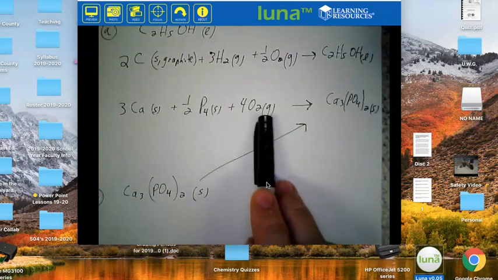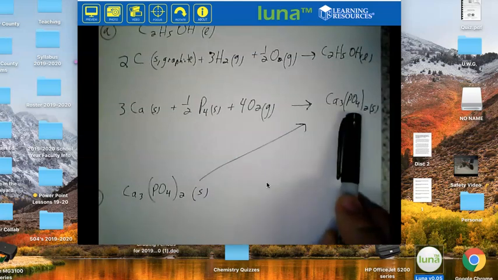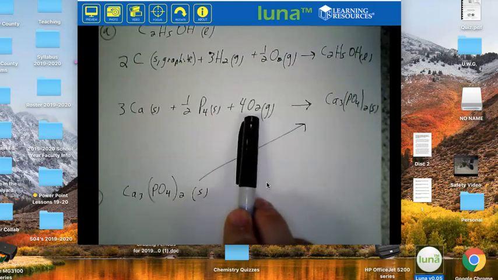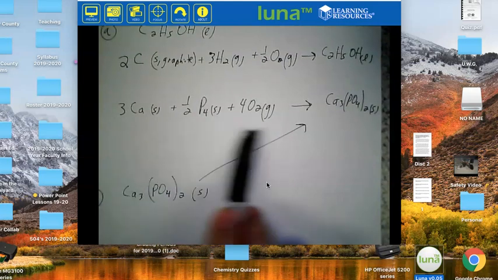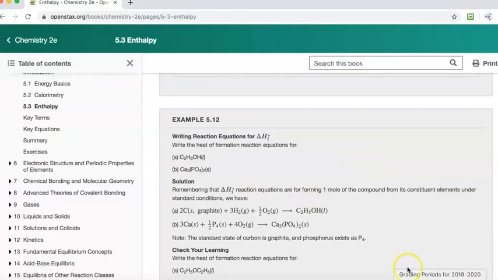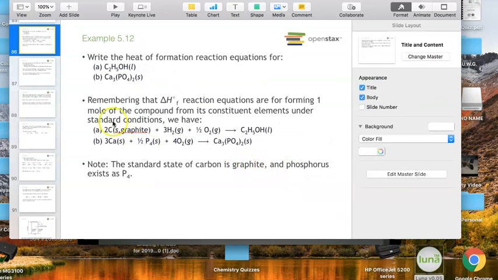And then oxygen, again, is a diatomic molecule. I have 4 times 2, or 8 atoms of oxygen here, and so I need 4 times 2, or 8 atoms of oxygen on the left-hand side. So that's how I would write my equations. So let's go back here to our PowerPoint.